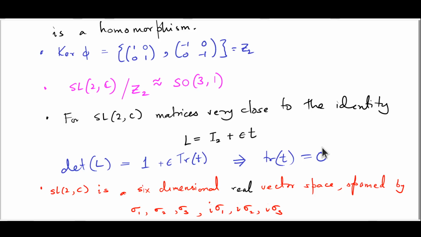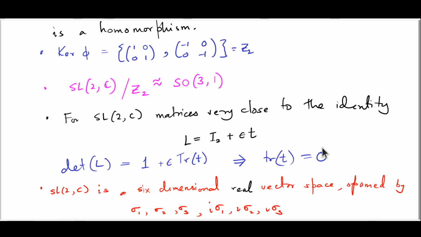Sigma 1, sigma 2, sigma 3 are already traceless matrices that we know about. But there are 3 more traceless matrices which are independent of these. Independent in terms of real vector space. That's i sigma 1, i sigma 2, i sigma 3. That's one choice. There could be other choices, but this is one of the most convenient choices.